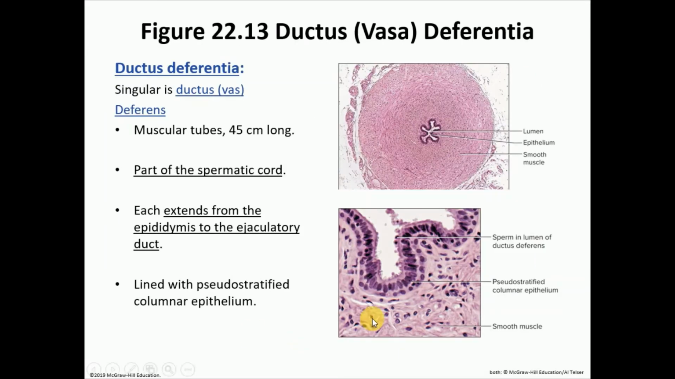The ductus deferens, you can see here a histological picture of it, where all of this is basically made out of smooth muscle fibers, and the lumen is very narrow. It is a muscular tube, about 45 centimeters long. It is part of the spermatic cord, and it extends from the epididymis all the way to the ejaculatory duct. It is lined by pseudostratified columnar epithelium.